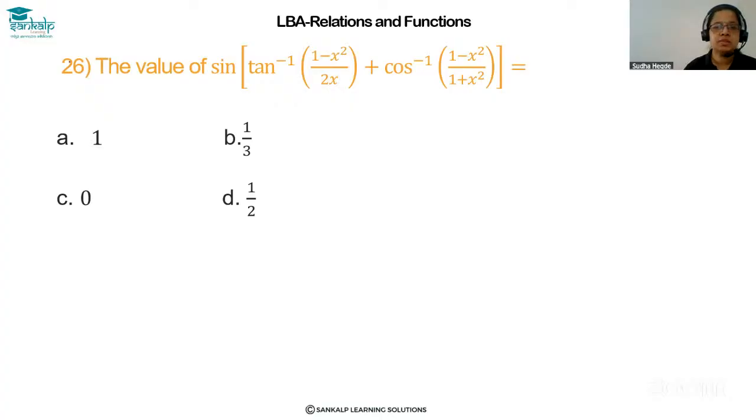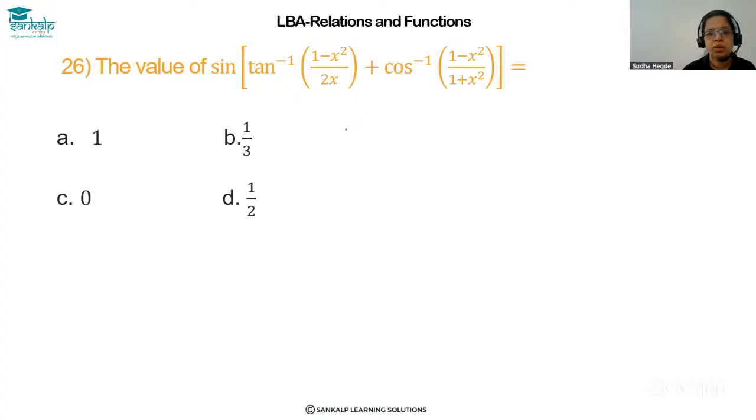Hi students, the question is sine of tan inverse of 2x divided by 1 minus x square plus cos inverse of 1 minus x square divided by 1 plus x square is equal to, you need to find the value. Option A 1, option B 1 by 3, option C 0, option D 1 by 2.